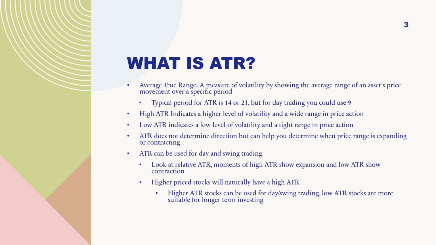So to kick things off, what is ATR, right? What indicator, what does it show? Well, the quick definition of ATR is that it's a measure of volatility by showing the average range of an asset's price movement over a specific period, right? So it goes back on a certain look back period. As you guys know, we use candlestick charts, so it'll go back 14 or 21 candlesticks. The default setting is 14.